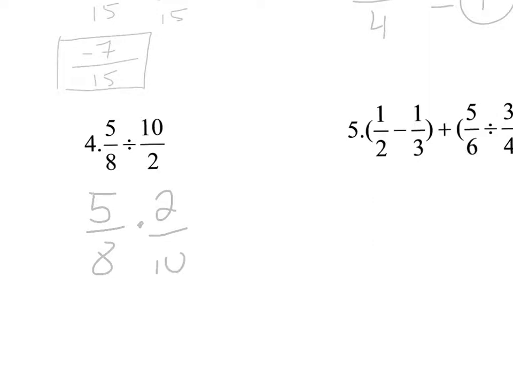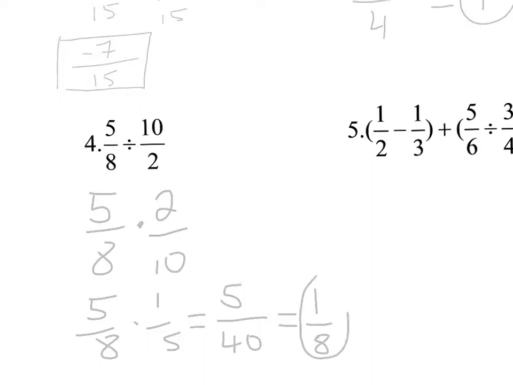Okay, and then what I will do, I will simplify 2/10. So I'm gonna get 5/8 times 2/10 is equal to 1/5. Okay, now if you multiply, 5 times 1 is 5. Okay, 8 times 5 is 40. And now this fraction we can simplify. 40 is equal to 5 times 8. Okay, or in other words, 5 will go 8 times into 40. So your final answer should be 1/8. That's your final answer.